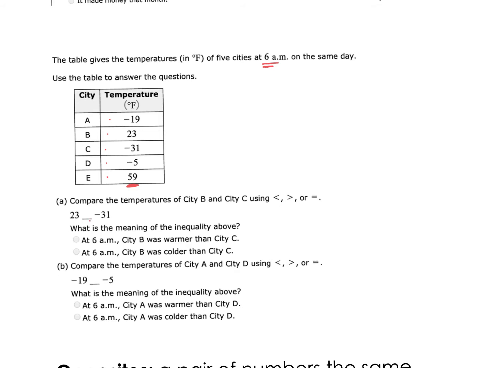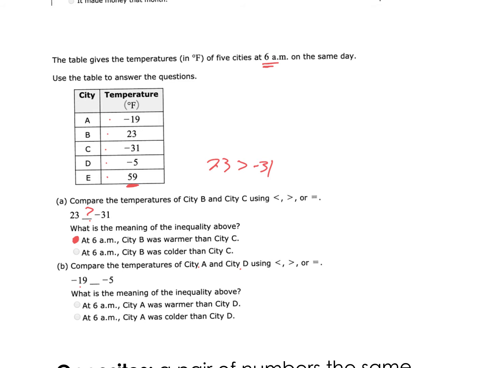All right, let's compare the temperature of City B and C using less than, greater than, or equal. So City B's 23, City C's negative 31. Well, 23 is way greater than negative 31, because that's negative. What's the meaning of that inequality? City B's warmer, right? Okay, compare the temperature of City A and City D.